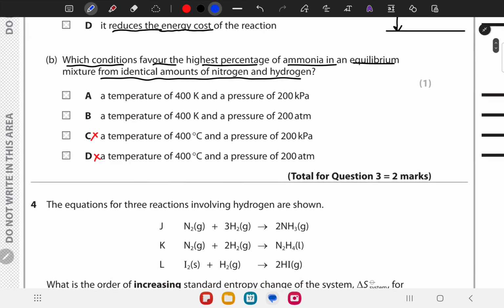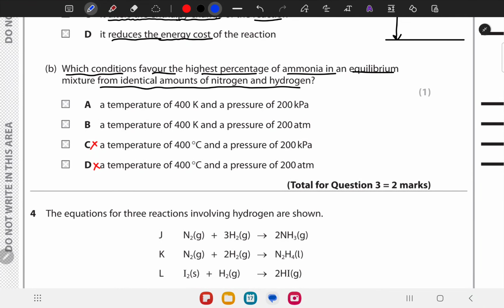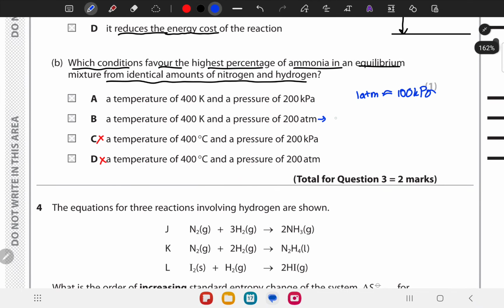Now if you think about the pressure, 1 atmosphere is around 100 kilopascals. So this is a bigger value. So this value is around 200 into 100 kilopascal. So this pressure is greater than this pressure. So this is the higher pressure and the lower temperature. So option B is our answer over here.